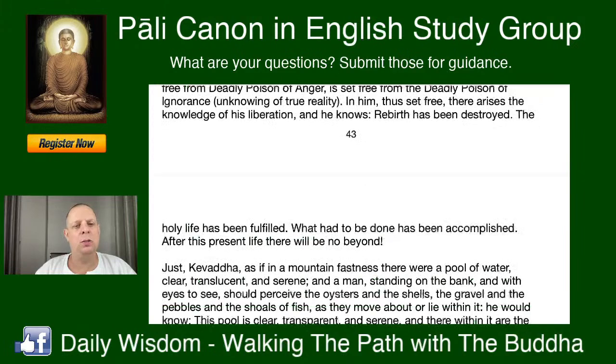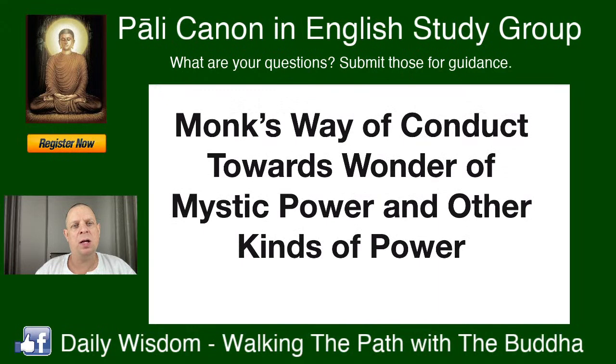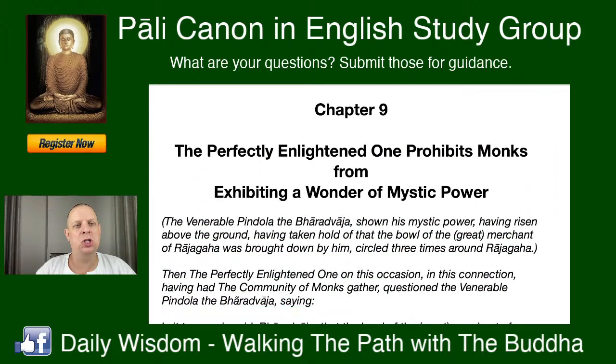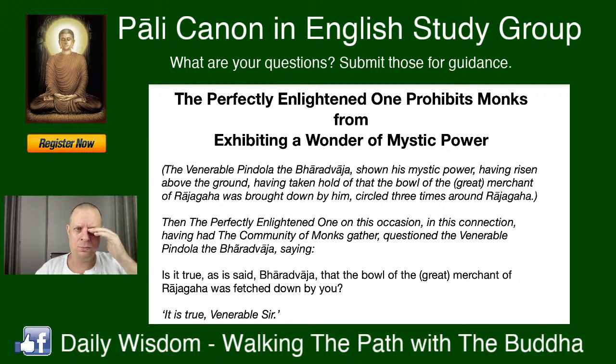All right. So now we'll go to chapter 9, which is in this section, Monk's Way of Conduct Towards Wonder of Mystic Power and Other Kinds of Power. Chapter 9. The perfectly enlightened one prohibits monks from exhibiting a wonder of mystic power. The Venerable Pindola Bharadvaja, shown his mystic power, having risen above the ground, having taken hold of the bowl of the great merchant of Rajagaha, was brought down by him, circled three times around Rajagaha.